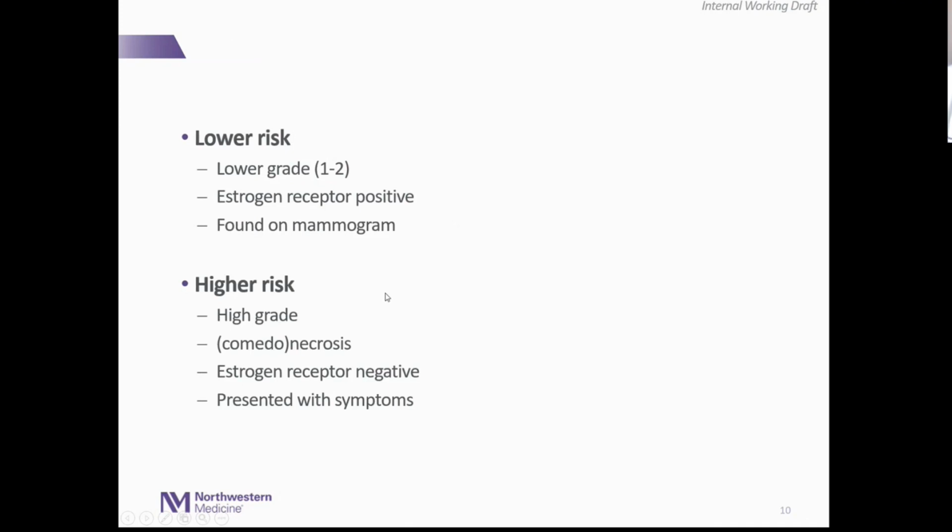So again, just to summarize, lower risk DCIS has lower grades, like grades 1 to 2. And we'll talk about the receptors in a second, but they're estrogen receptor positive and often found on a mammogram. Higher risk DCIS is typically higher grade. They may have necrosis present, hormone receptor negative, and sometimes these cases present with symptoms.